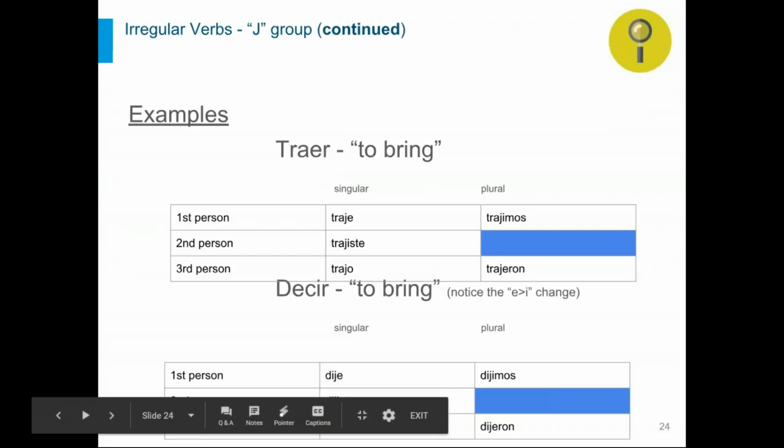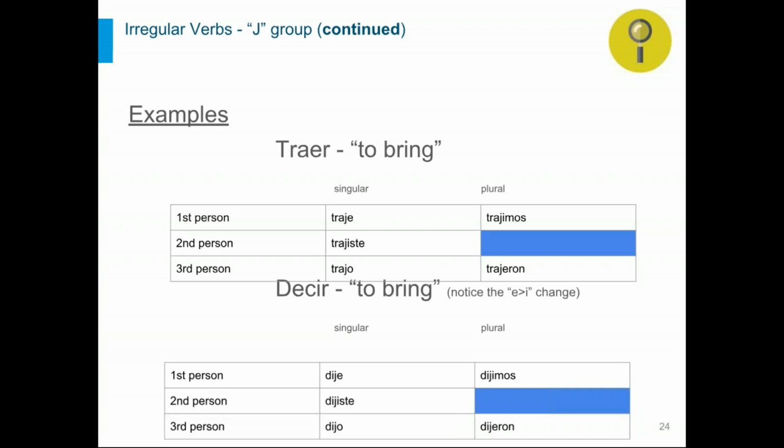All right, so here are the examples. If you notice where the J is in all of these conjugations, those are your J group endings. So endings like e, iste, o, imos, and eron. All right, they are shared amongst these two verbs' conjugations.